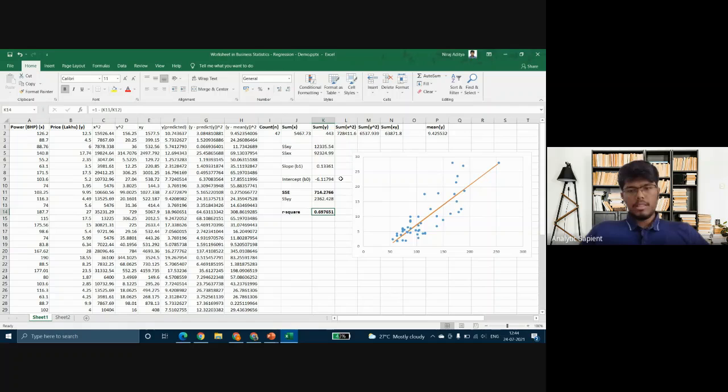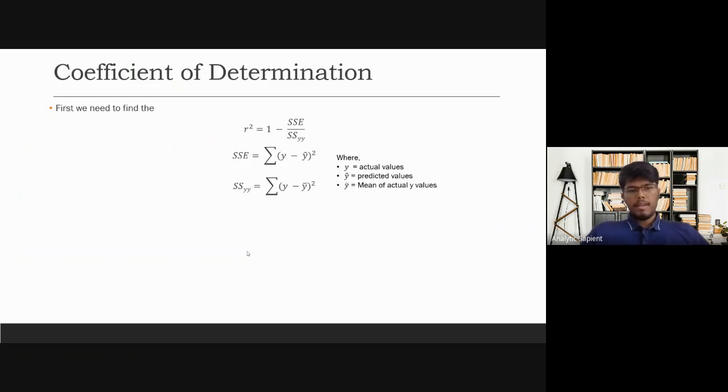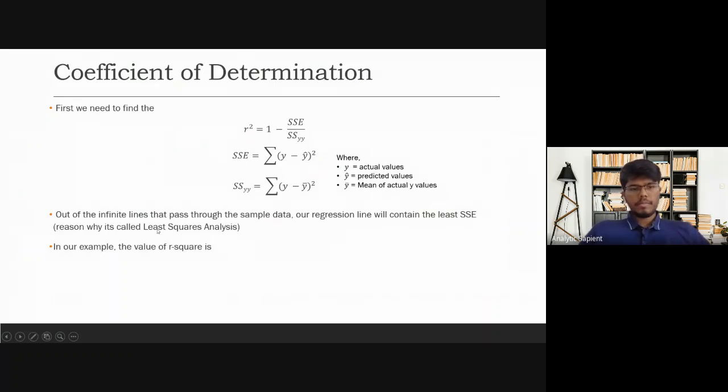So what does this number actually mean? In our example, it is 0.6976, right? So almost 69%. It means that our model accounts for 69% of the variability of the predictor. That means brake horsepower is actually capturing 69% of the price of the car.